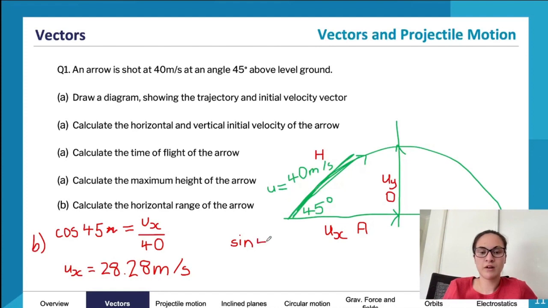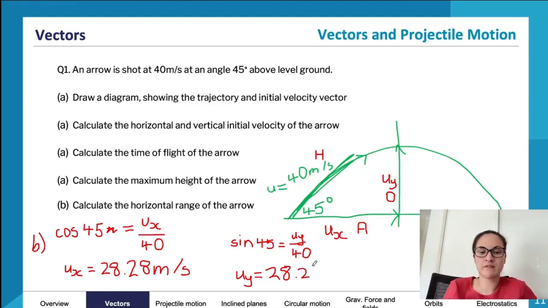So sine 45 is equal to uy over 40. Then once again you multiply both sides and you will find that uy and ux is the same, 28.28, and that's just because that's the way the math works. We just happen to get both the same answer.